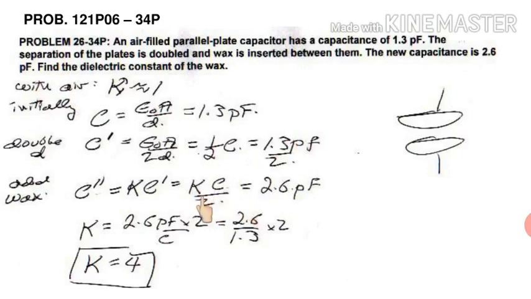Now we are supposed to calculate K. So we will shift this 2 and C to the other side. 2 will go in multiplication with 2.6 picofarad and C will go in the denominator. So finally K is equal to 2.6 picofarad into 2 upon C. Now the value of C we already know, it is 1.3 picofarad, so we have substituted that. So 2.6 upon 1.3 will give you 2. So 2 into 2 will give you 4. So the dielectric constant of the wax will be 4. So I think the question is clear, and all the numericals that we have discussed today are clear. Try to solve more numericals of this chapter from your reference book, and thank you so much.